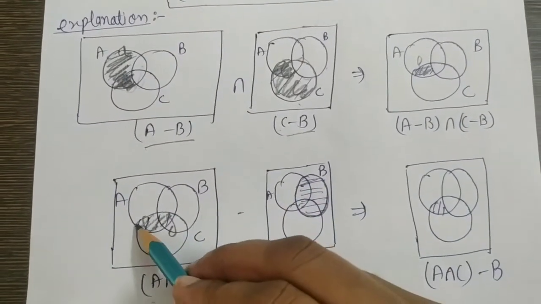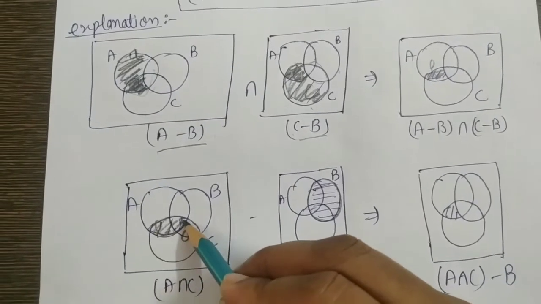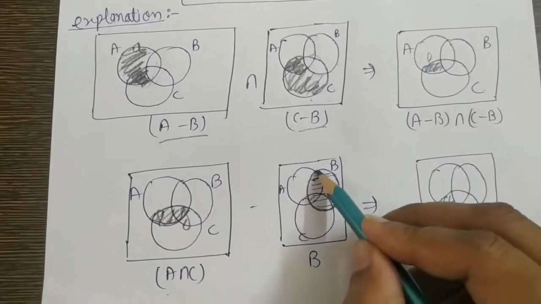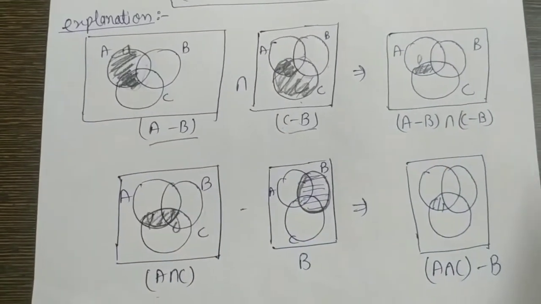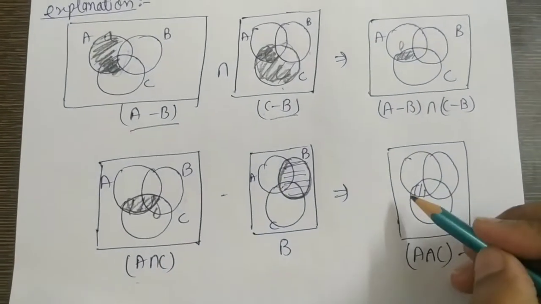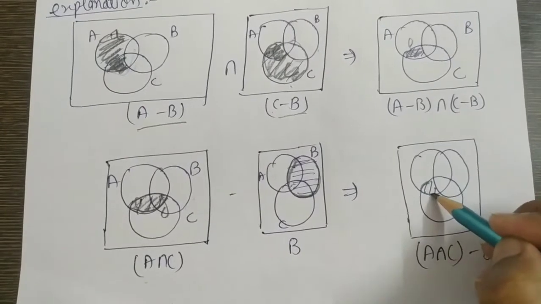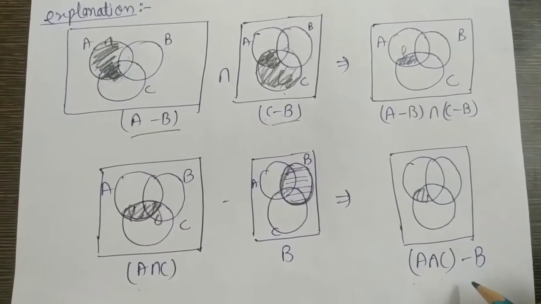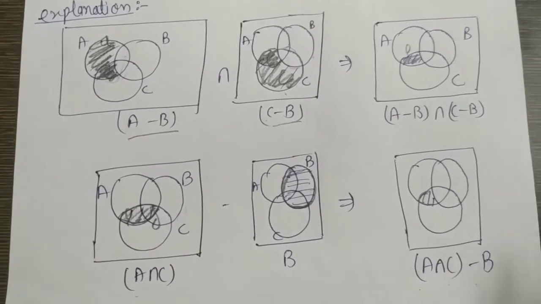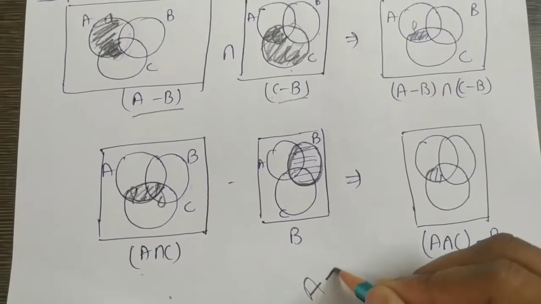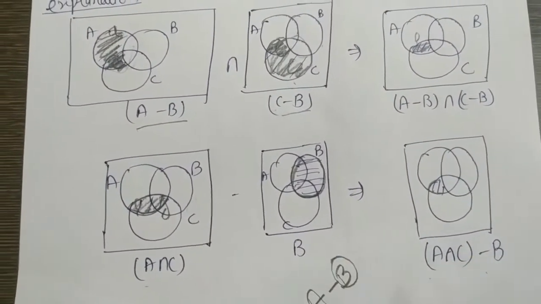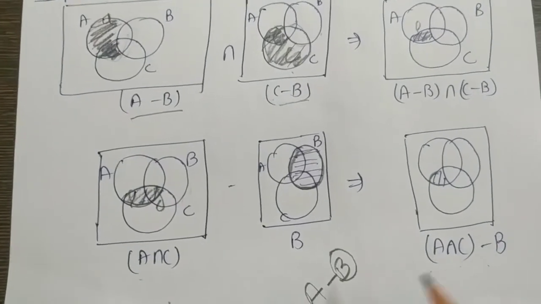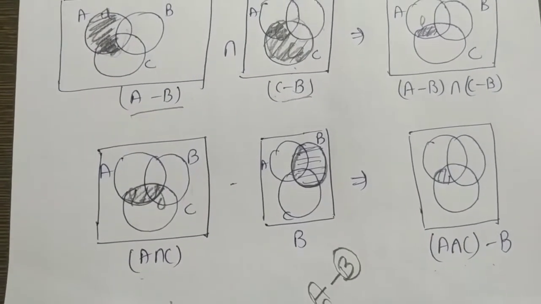From this A intersection C, we need to remove B. We have to cut down the B from A intersection C. So what are we left with? A intersection C minus B. Always remember, when we are taking A minus B, it means we are not to take any element of B. We will take only the elements of A.